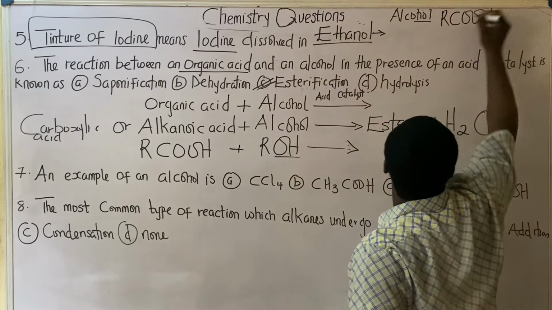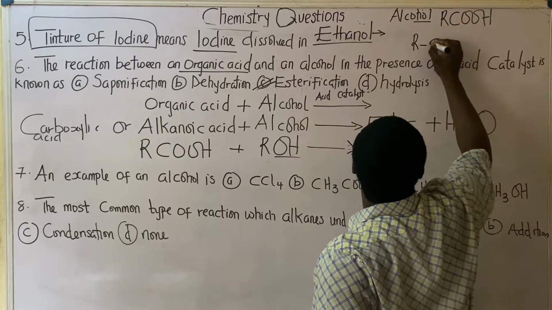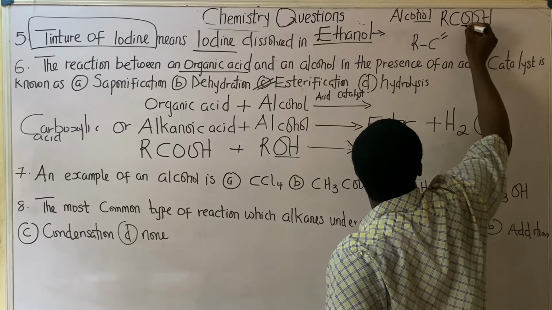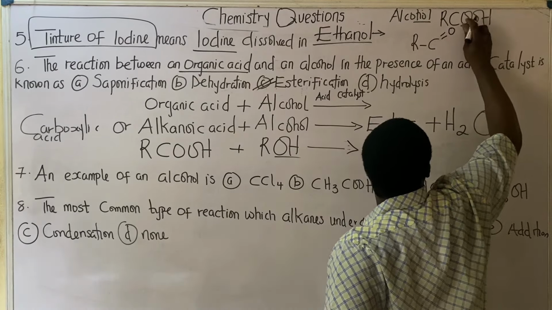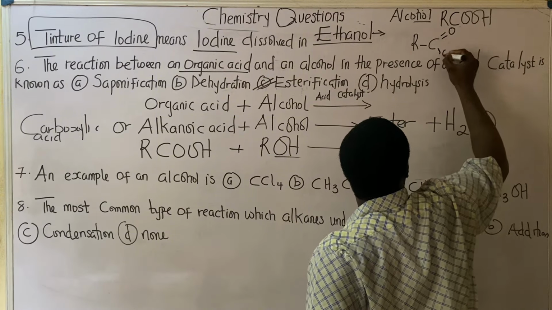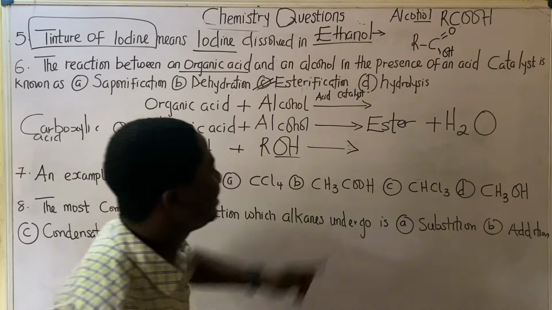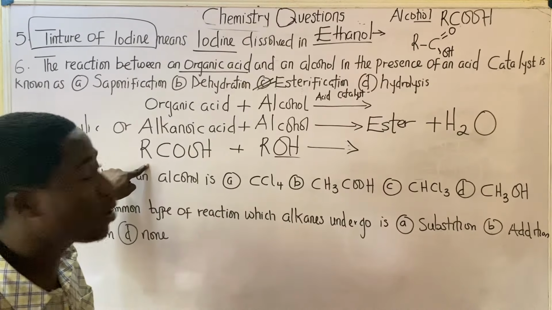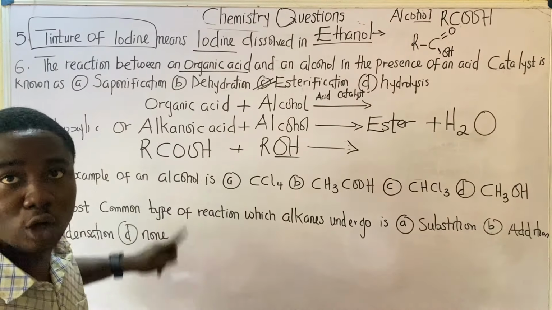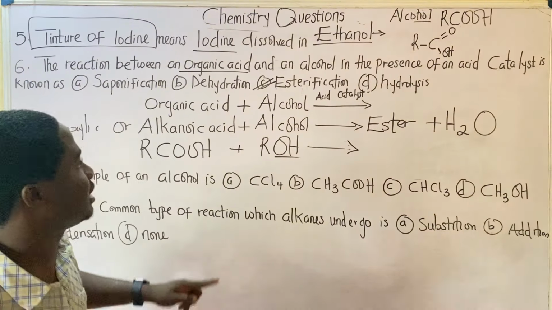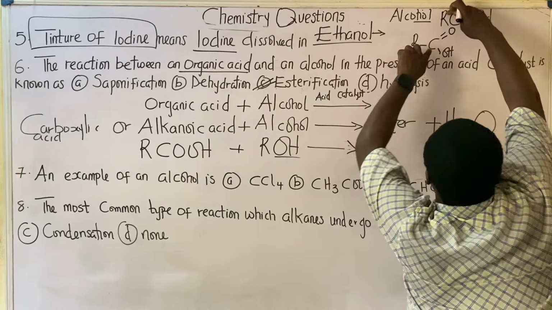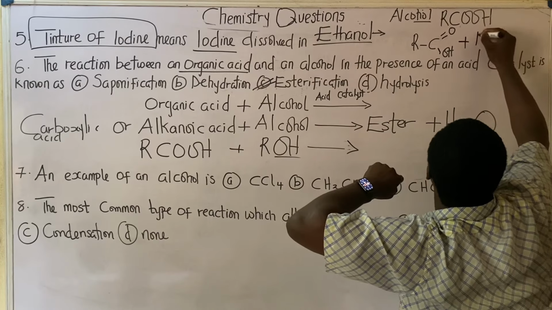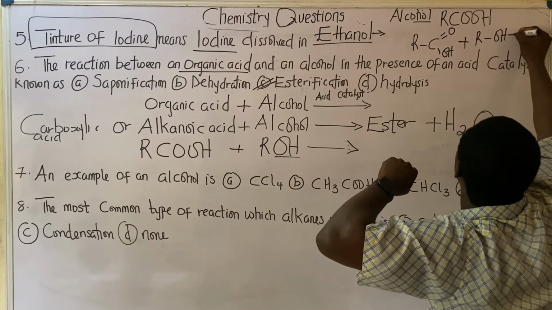Listen carefully and watch. R bonding to carbon, and this carbon is bonding to this oxygen with a double bond, and then this same carbon is bonding to OH as a group. So this is the structural form of alkanoic acids, also called carboxylic acid. I believe you know how I got it. This is the R, this is C, this is the O, and this is OH. They are together, reacting with R-OH. So what do we get?